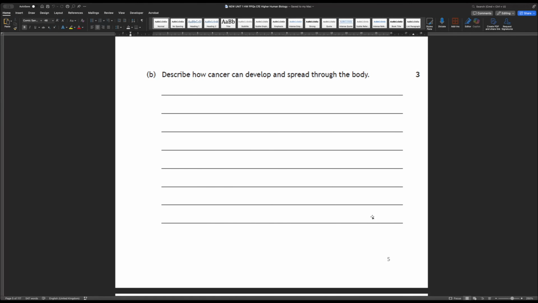Okay, there are 4 different points you can make in the mark scheme there to get those 3 marks. So cells divide excessively, they fail to respond to regulatory signals, they form an abnormal mass called a tumour, they can fail to attach to each other, break away and spread through the body, and they can form secondary tumours. Okay, so that is an ideal answer for that kind of question.